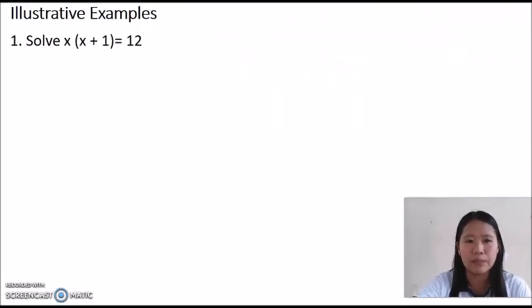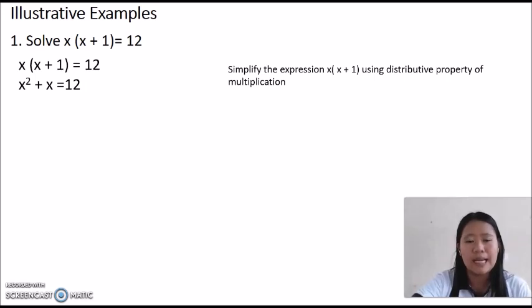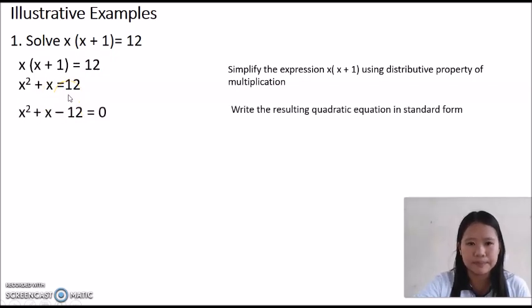So we have example number 1. Solve x times the quantity x plus 1 equals 12. So, kailangan nating isimplify yung expression na x times x plus 1 using the distributive property of multiplication. So, we have x times x, we have x raised to 2, x times 1 is x, and equals 12. So, we have now x raised to 2 plus x equals 12.